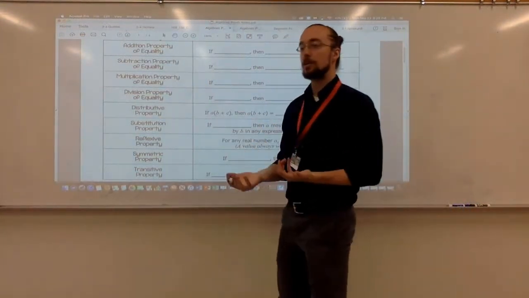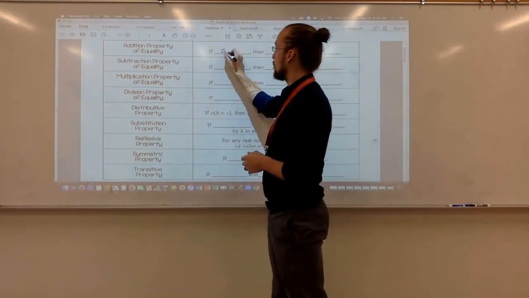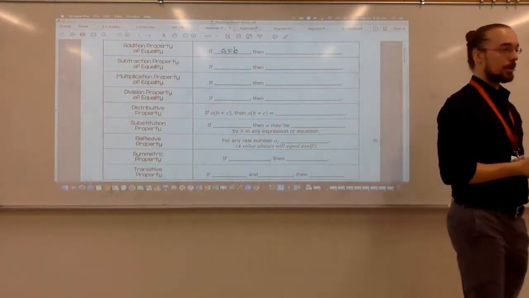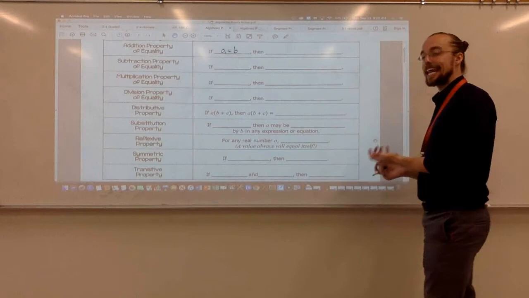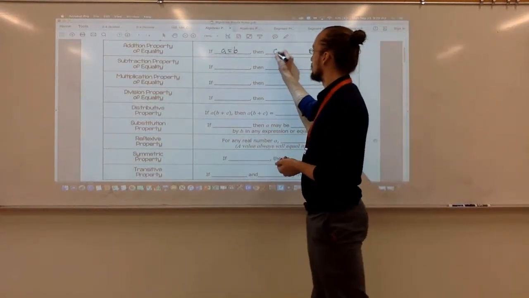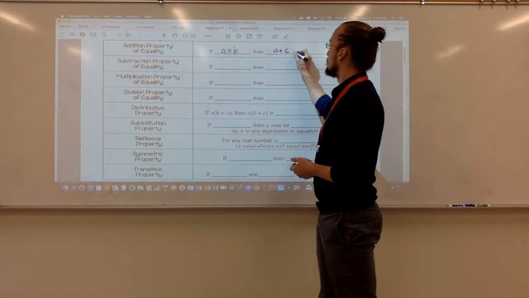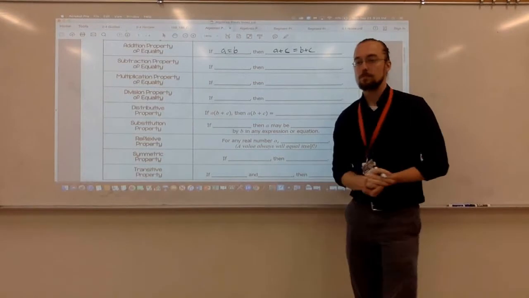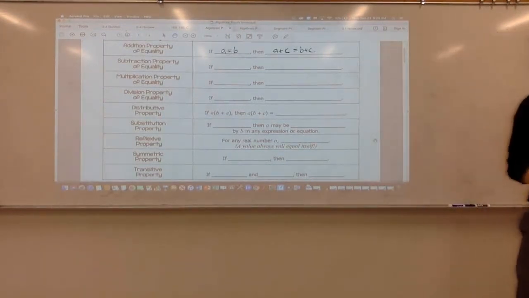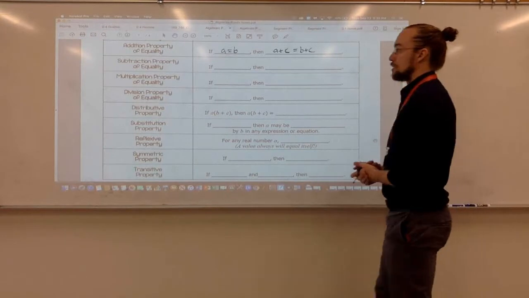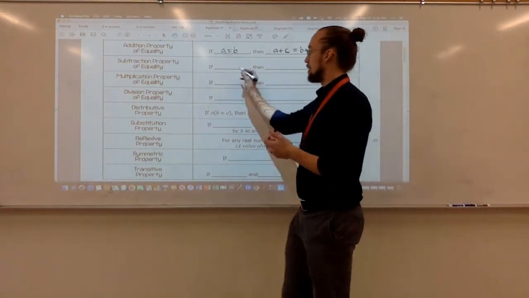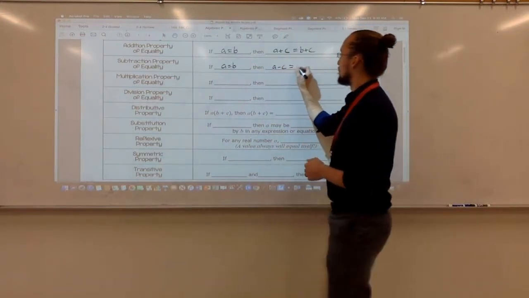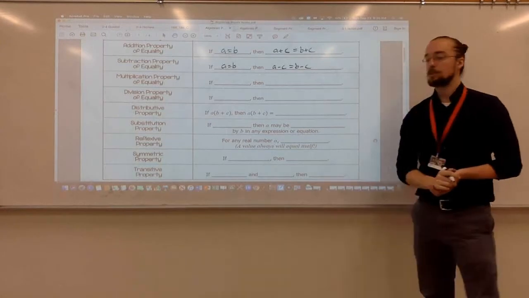So the addition property of equality just says, if I have an equation, so we can say A equals B, two things are equal to each other, I can add the same thing to both sides of the equation. So I can add C to both sides. The subtraction property, same idea. If I have some equation, then I can subtract the same thing from both sides of the equation.